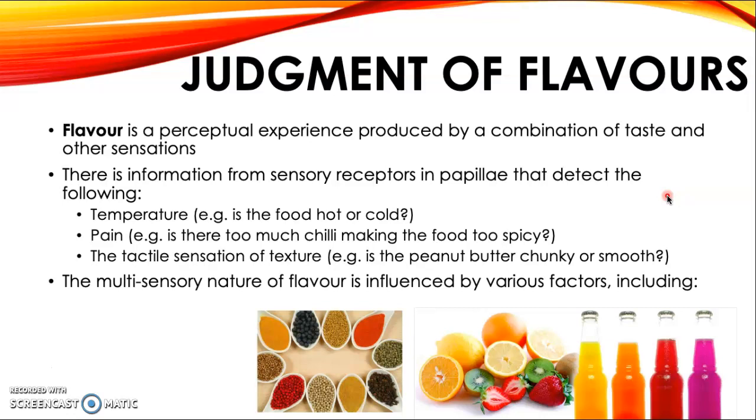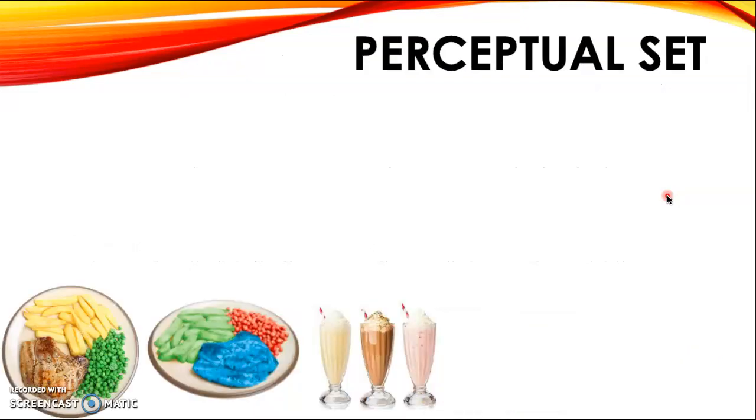And then we also need to look at flavour as a multi-sensory nature. So perceptual set has a big play, as it does with visual illusions. Colour intensity and texture also do. So these are the ones we're looking at today. And we're going to start with perceptual set.